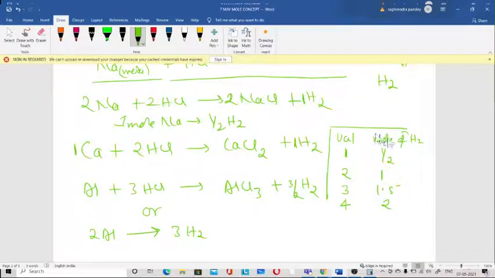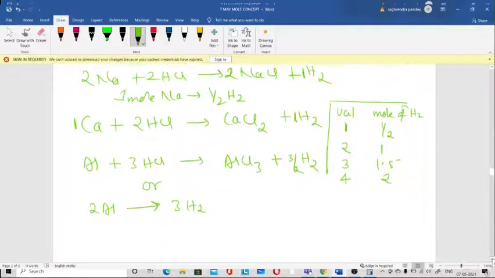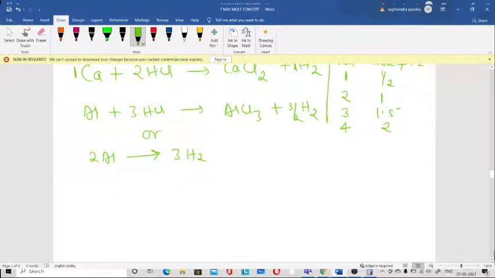That's how you will see in your module, in the books, in the previous year papers, that they will give you the moles of hydrogen released and they ask you the equivalent weight. This is the concept. So when you see how many moles of hydrogen are released, you can easily infer what the valency is. Got it. So this is the concept only.